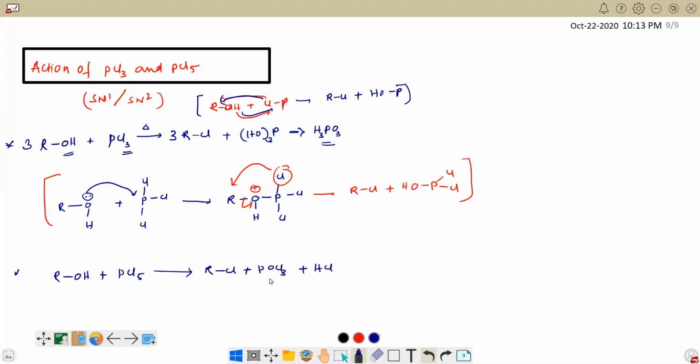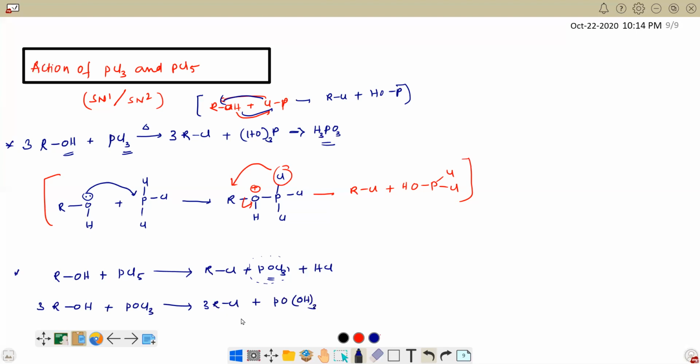So here POCl3 is formed. If you take further excess of alcohol, POCl3 reacts further, similar to PCl3. So I can take 3 moles of alcohol plus POCl3, which gives 3 moles of alkyl chloride plus H3PO3.